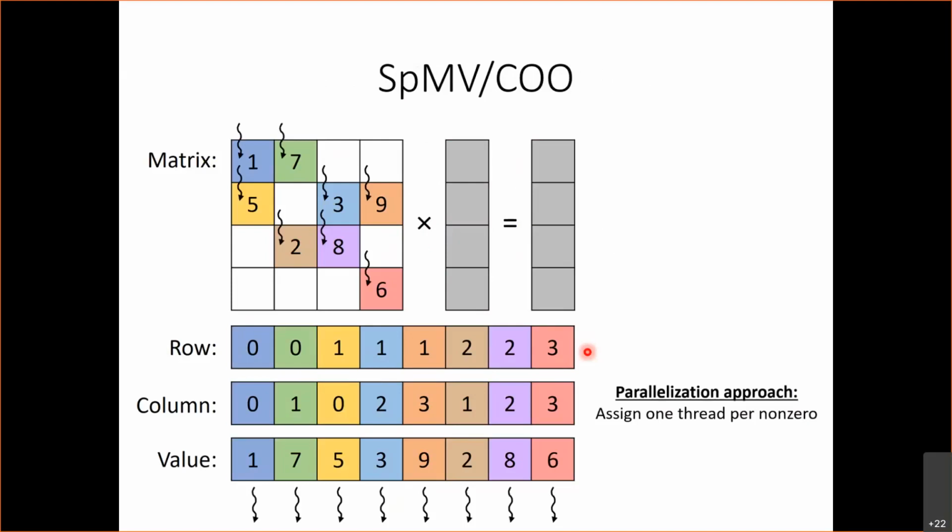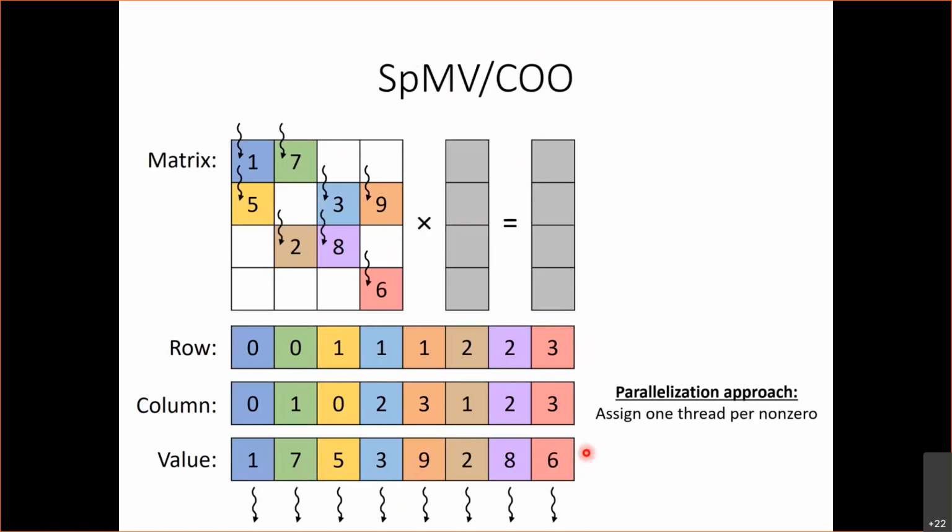What about memory coalescing? Like we said, the accesses are nice and coalesced. What about control divergence? How does COO with SpMV do on control divergence? It does not have control divergence, because every thread does the same amount of work. Every thread processes one non-zero value.